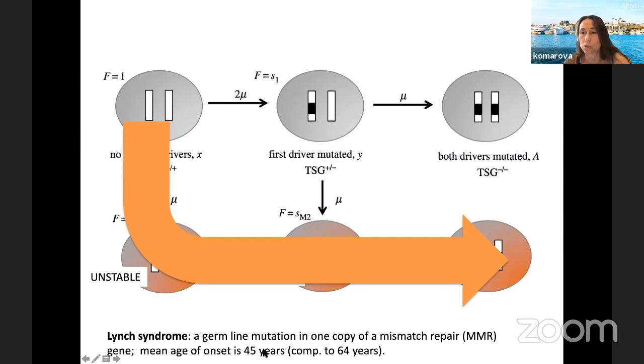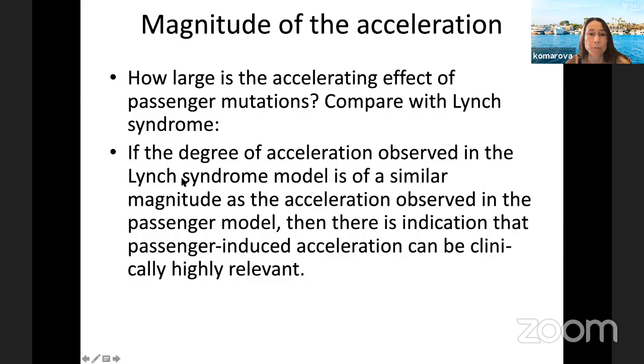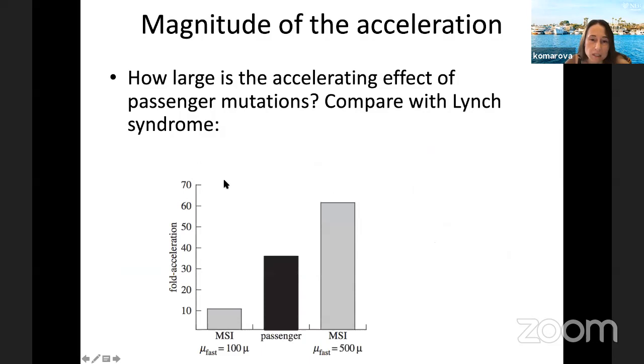How much faster, right? We can calculate that and compare this acceleration with the acceleration because of passenger mutations. So how large is the accelerating effect of passenger mutations? We compare it with Lynch syndrome. And if the degree of acceleration is comparable, that means that passenger mutations have clinical value, right? They're doing something that is important. And here is a simulation that shows the acceleration because of passenger mutations. And it's kind of bracketed by the acceleration from the Lynch syndrome. So it's kind of out there. It has the same order of magnitude as this existing disorder.